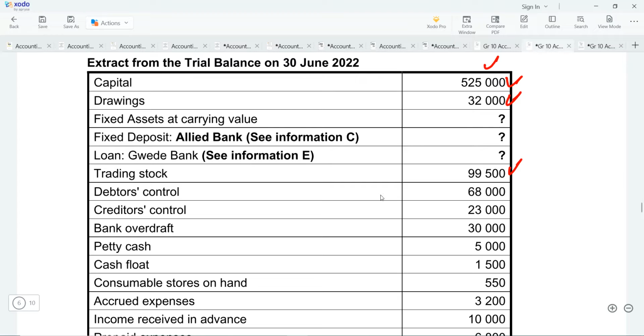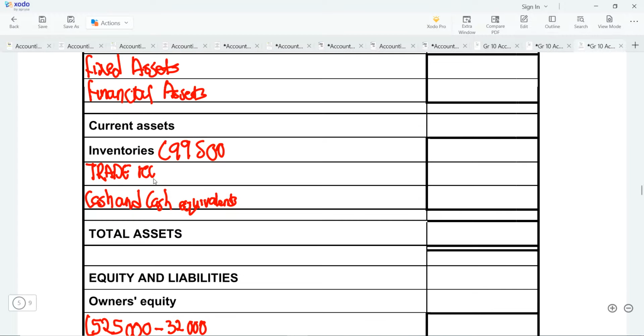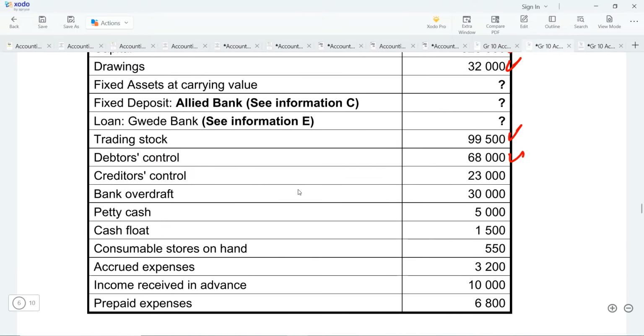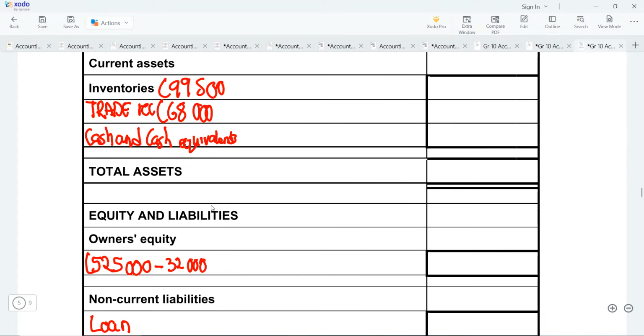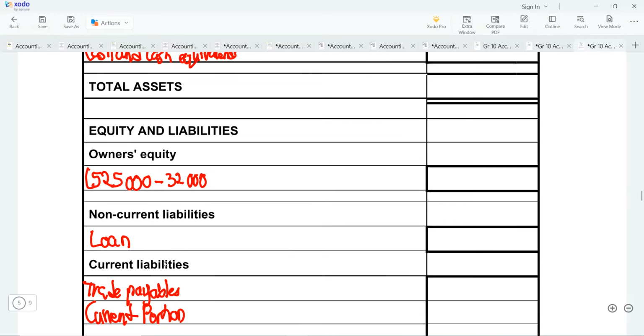Everything that we have captured, we tick. We then also have debtors control, which is supposed to be part of our trade and other receivables, so that 68,000 will come here. Next, we have creditors control. We know that our creditors control is part of our trade and other payables, so we're going to include that 23,000 in trade payables at the bottom here.